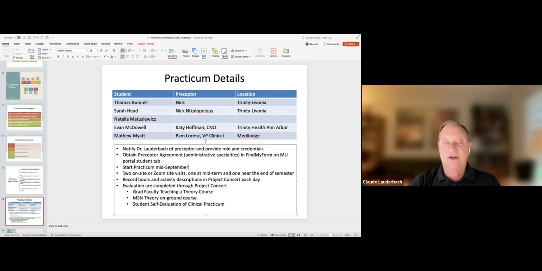Then you get an alert next time you log in, or even if you just refresh, Project Concert will be there. You click on accept, and away you go. You just do it online, and it's really quick.